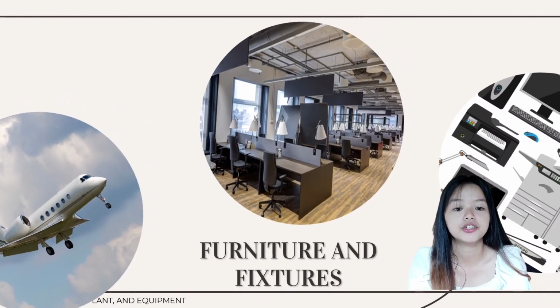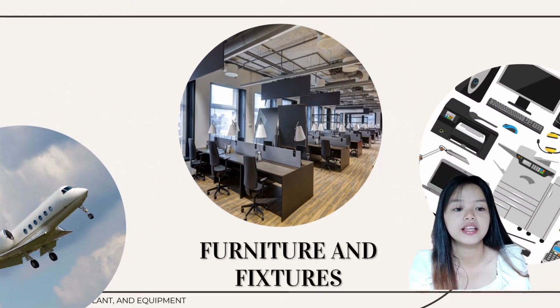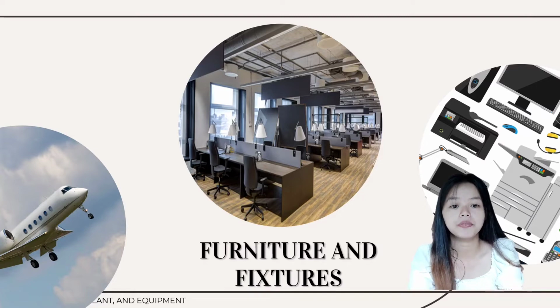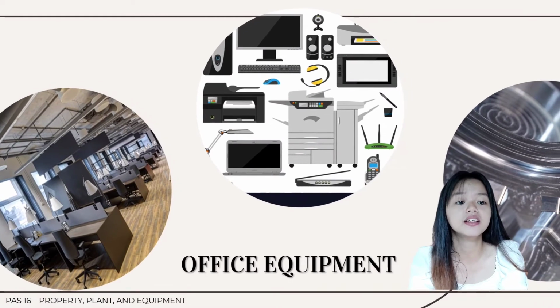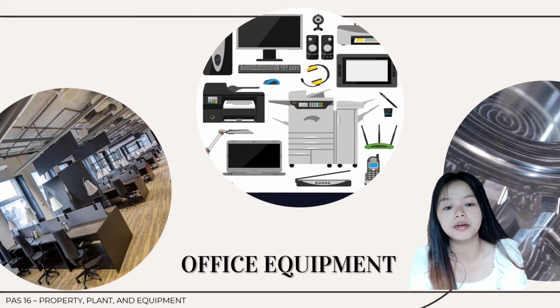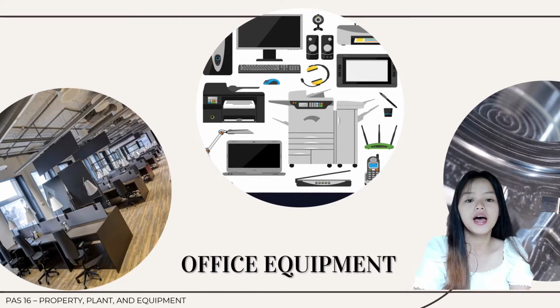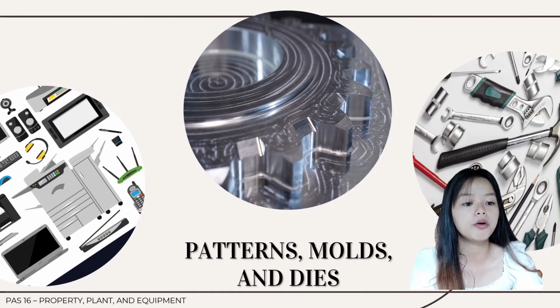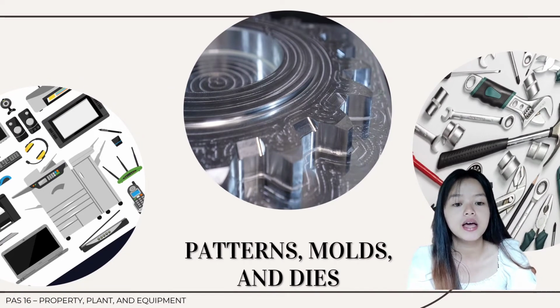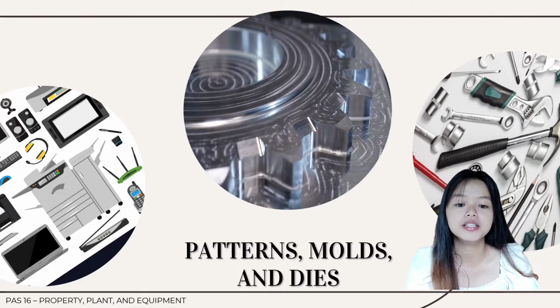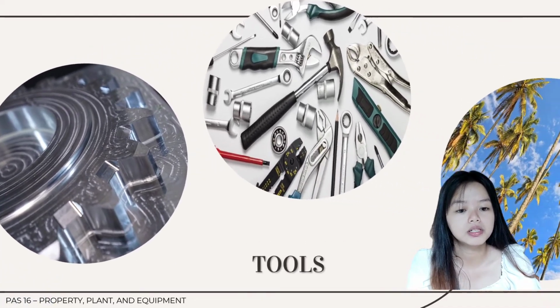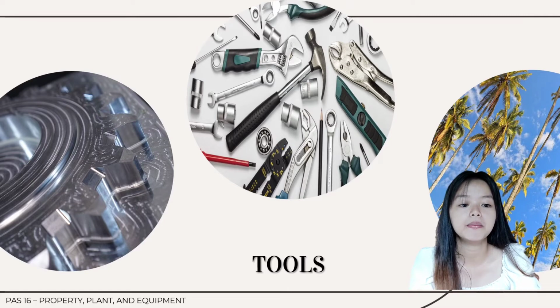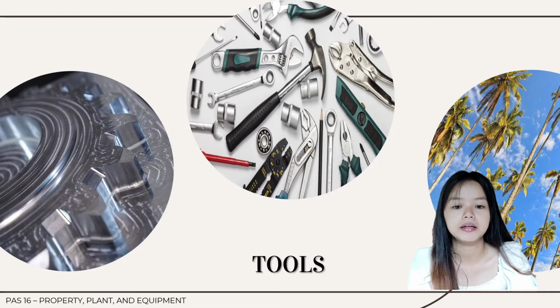We also have furniture and fixtures. Lahat ng office chairs and tables, kasama po yan sa ating PPE. And then, office equipment like computer, photocopying machines, and any other equipment na more than 1 year nagagamit ng company. And then we have patterns, molds, and dies. So most probably, this will be more applicable sa mga manufacturing companies. Magagamit nila sa production of goods, yan. And we also have tools. We can also consider this as property, plant, and equipment. Basta more than 1 year ginagamit ng company.